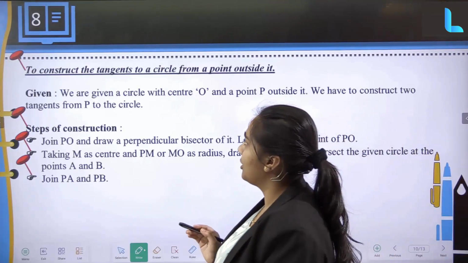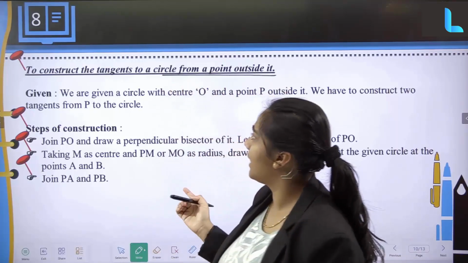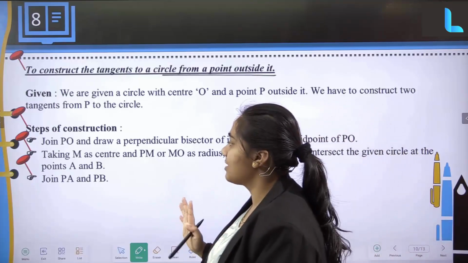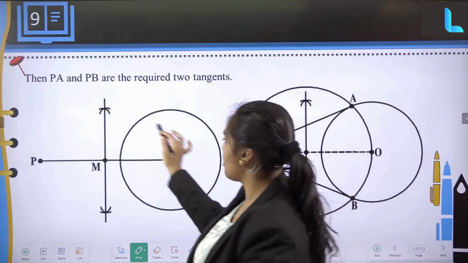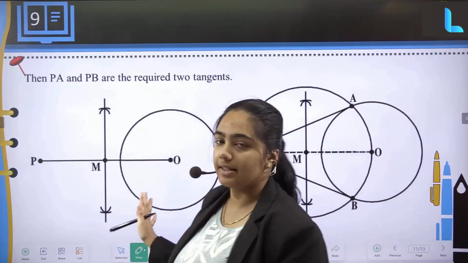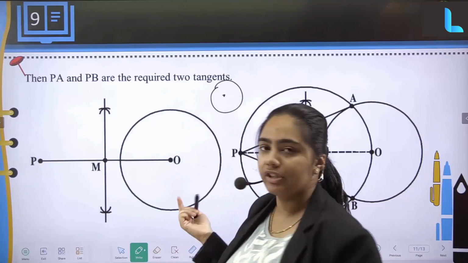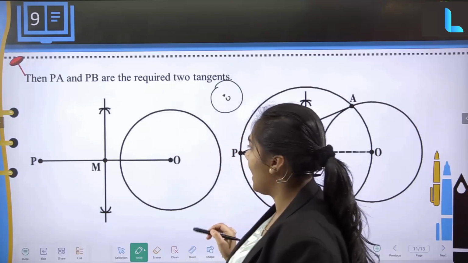The next thing is going to be construct the tangents to a circle from a point outside it. Right. It is nothing but external. So over here, first and foremost, how will you be drawing? Given the circle, this is all you will be having. Right, don't consider anything, just consider a circle having a center point O. So this is what I'll be having.